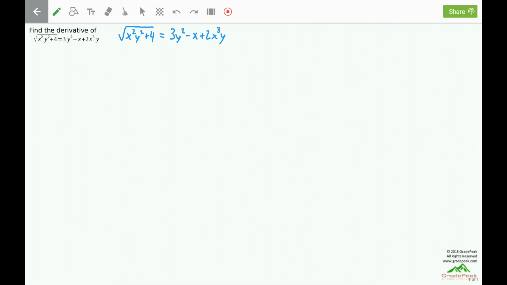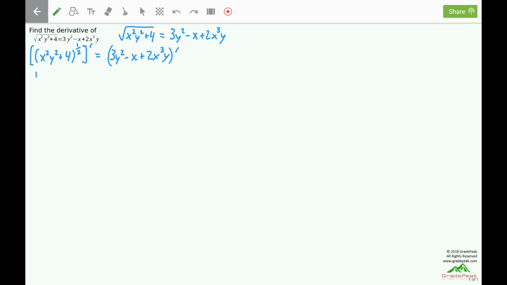implicitly. Before we do that, let's rewrite the left side as a fractional exponent. We have x squared y squared plus 4 to the first power second root. And then this is equal to the right side, which I will leave as is. To find the derivative implicitly, we take the derivative of both sides with respect to x. I will indicate that by a prime on both sides.